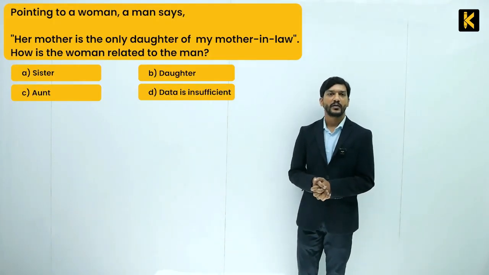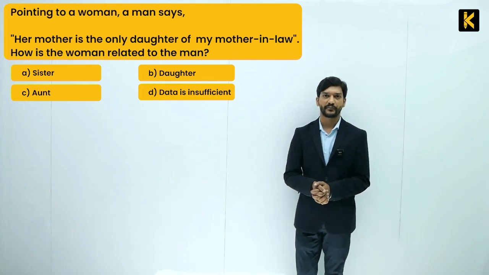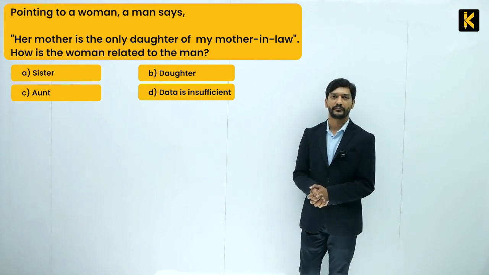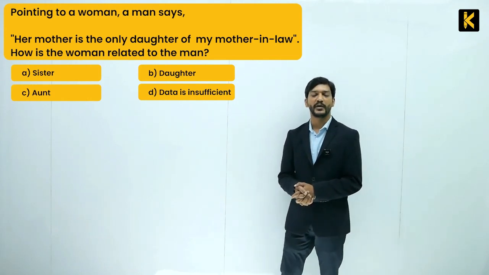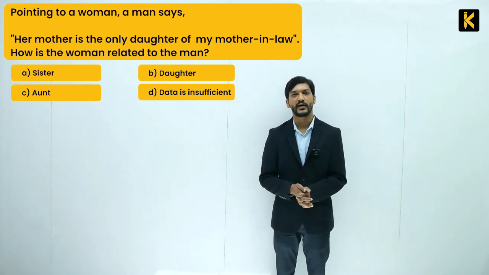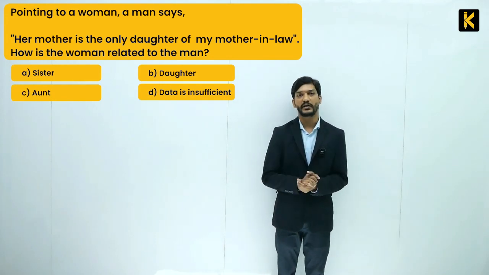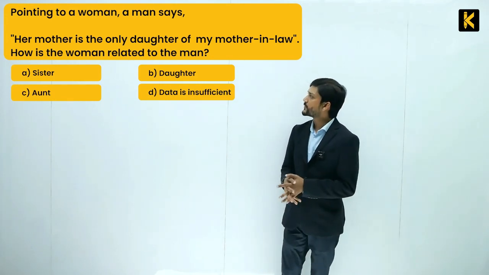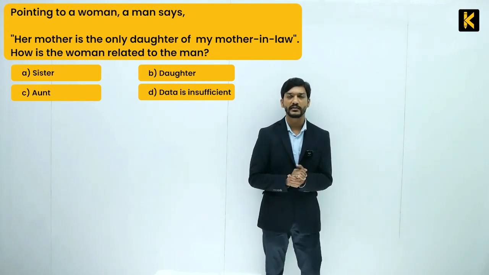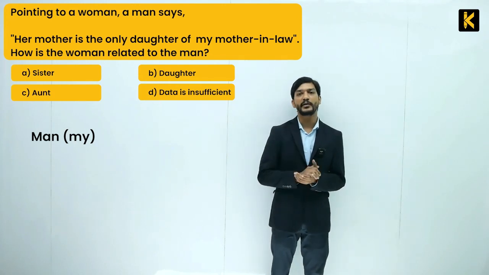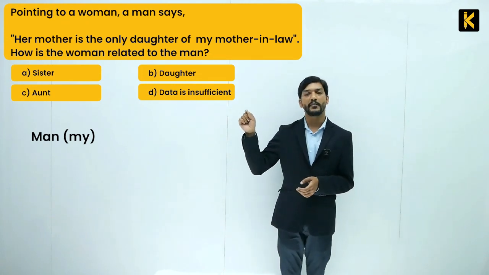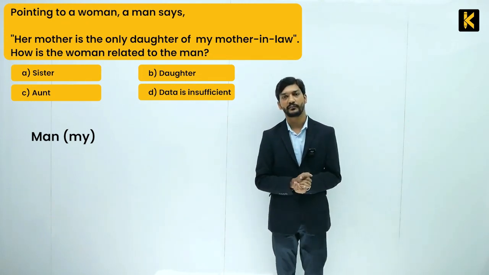The question is, pointing to a woman, a man says that her mother is the only daughter of my mother-in-law. So the question is, how is the woman related to the man? Again, the first thing we have to observe is who is making the statement. The person making the statement is the man. So for the man, the word "my" will be used.